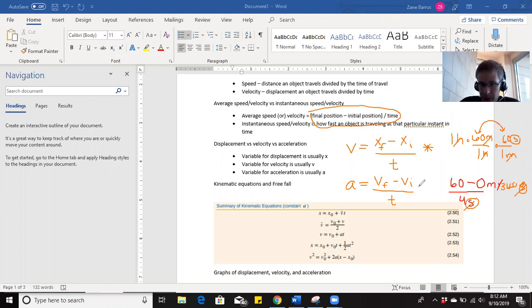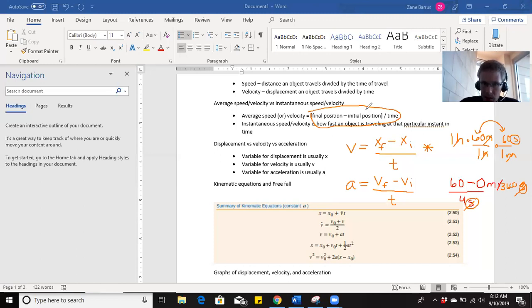So just be careful, and we're going to get more into this when we actually start doing more problems. But in cases like this, where our time unit didn't agree with itself, we had hours on the top and we had seconds on the bottom, we have to change it so that our seconds agree with each other.